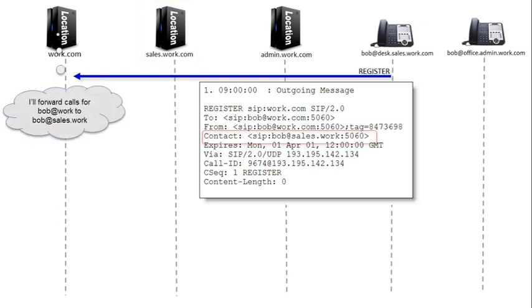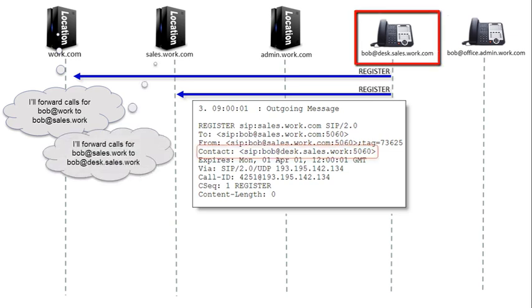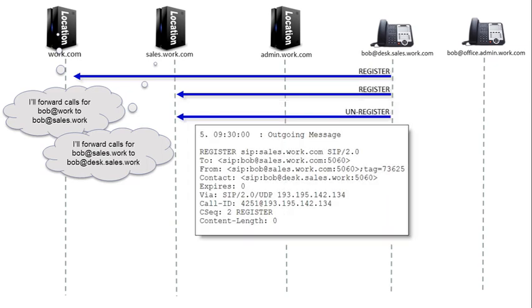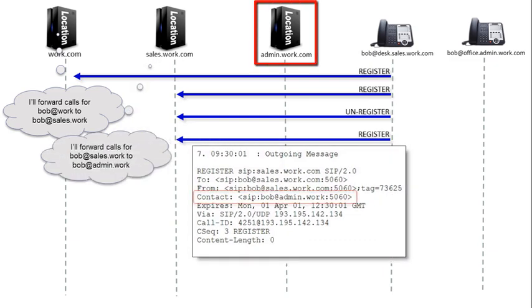A moment later, Bob registers again, this time with the sales organization's registrar, asking for his calls to be forwarded to his desk phone. Then, 30 minutes later, knowing he's about to have a meeting over in the admin office, Bob unregisters his desk phone, note the expires equals 0, and instead asks the sales registrar to forward his calls to the admin organization's server.